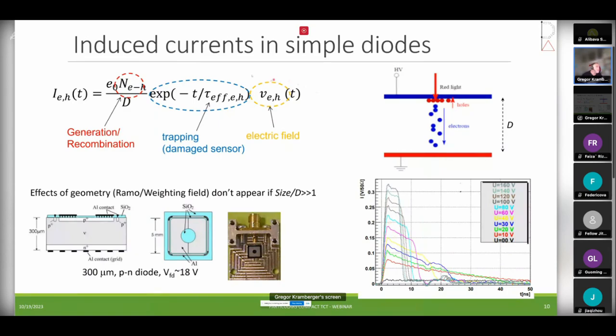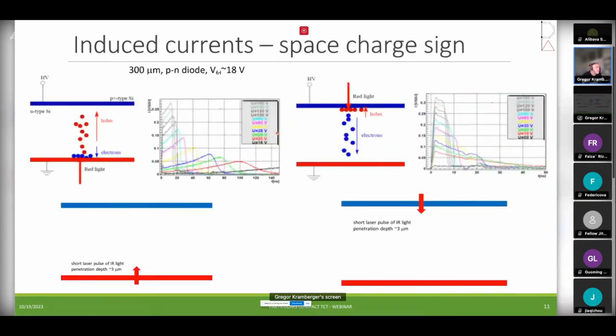The current that you observe is actually given here. You can see many terms. One is the number of electron hole pairs that you create. This term actually comes into the game only when you have damaged sensors. We'll come to that later. The most important is that what you measure is actually the velocity of moving electrons. And from that, you can then conclude on the electric field and on the full depletion voltage and on many, many things. So let me show you.